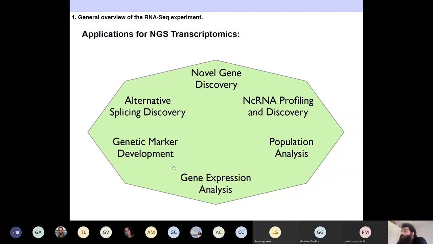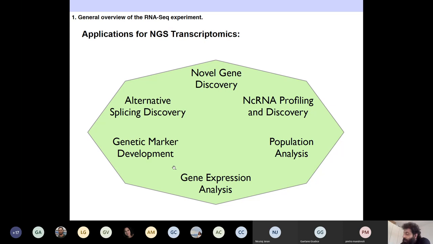Or you want to do non-coding profiling and discovery, so non-coding RNA. So that will be another option. And then gene expression and analysis.